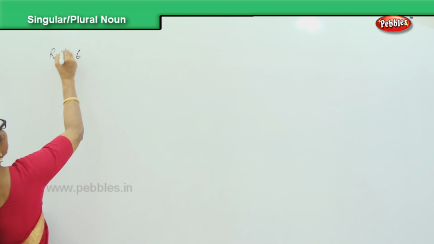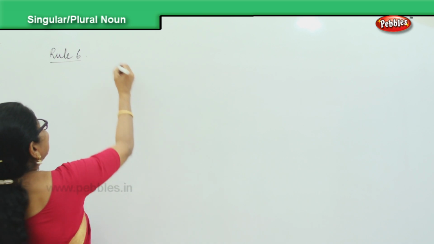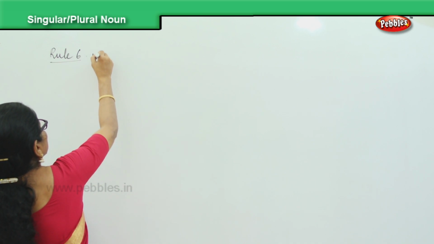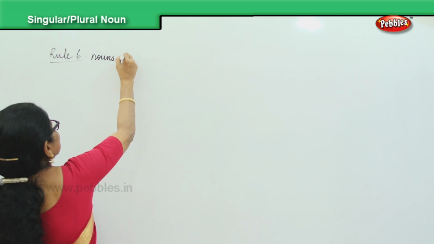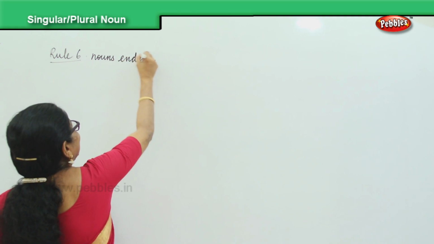Okay? So we go into rule number 6. Rule 6. Nouns ending in O.